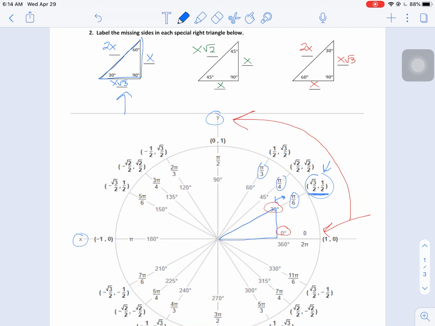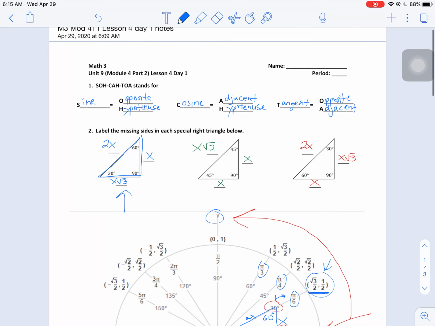So on that blue triangle, this is the 30-degree angle, this is the 60-degree angle, and this is the 90-degree angle. So we had said across from 60 was x root 3, across from 30 was x, and across from 90 was 2x.